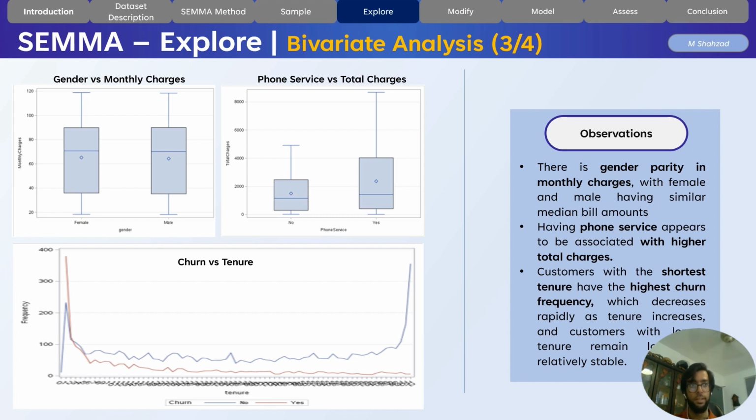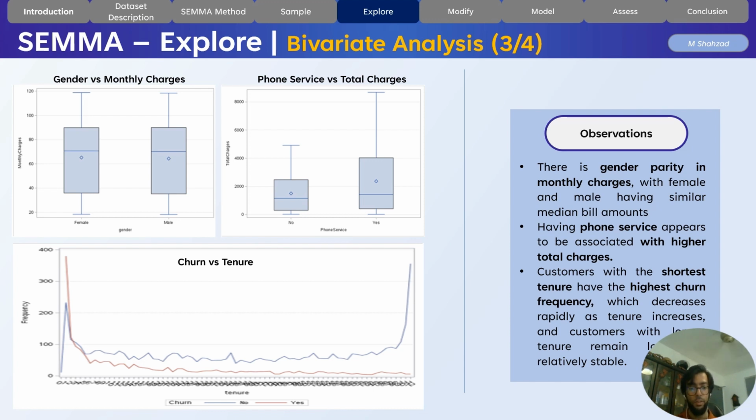So the gender doesn't seem to be a factor in how much the customer has to pay each month. Now, if we see the second graph, the phone service versus the total charges, we can see that having the phone service appears to be associated with higher total charges. Customers who have a phone service tend to spend more each month compared to those who don't have a phone service.